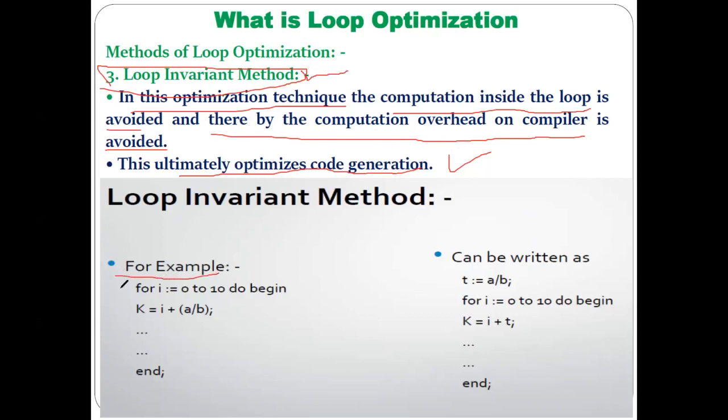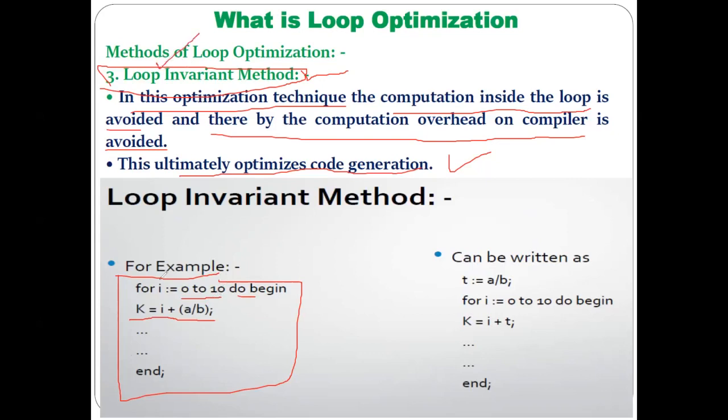For example, for I equal to 0 to 100, do begin k equal to I plus a divided by b, like this. This, for example, will run approximately 10 to 11 times, 0 to 10, 11 times. Okay, but if you see here, in this code there is a certain expression which is loop invariant. What do you mean by loop invariant?